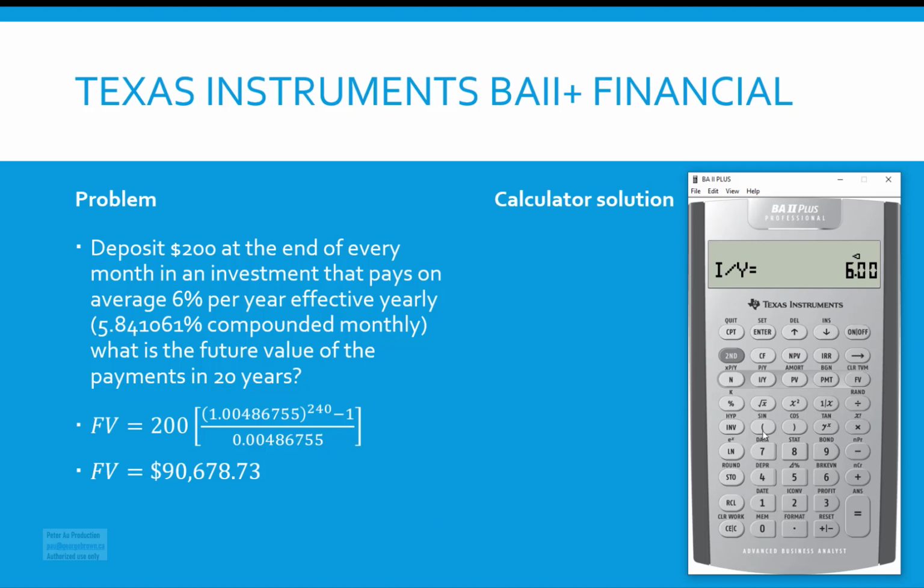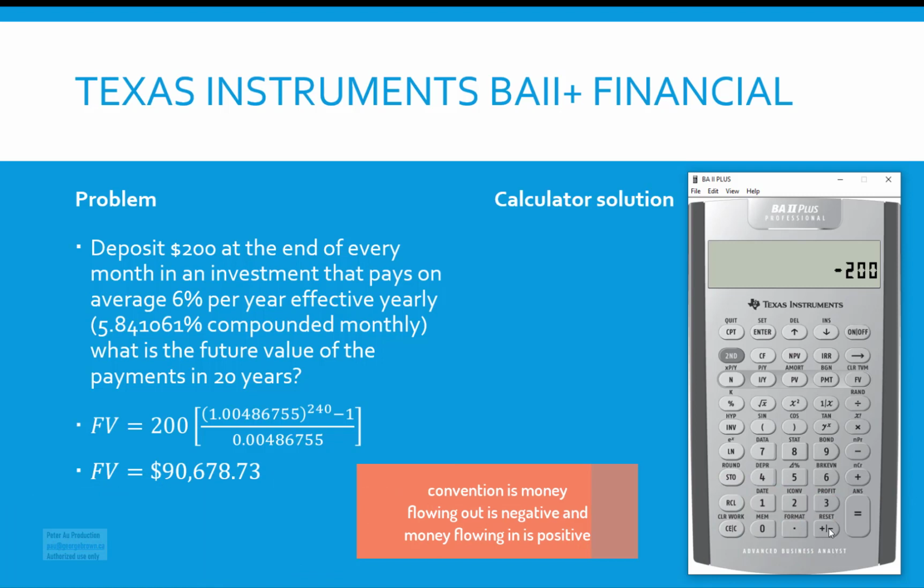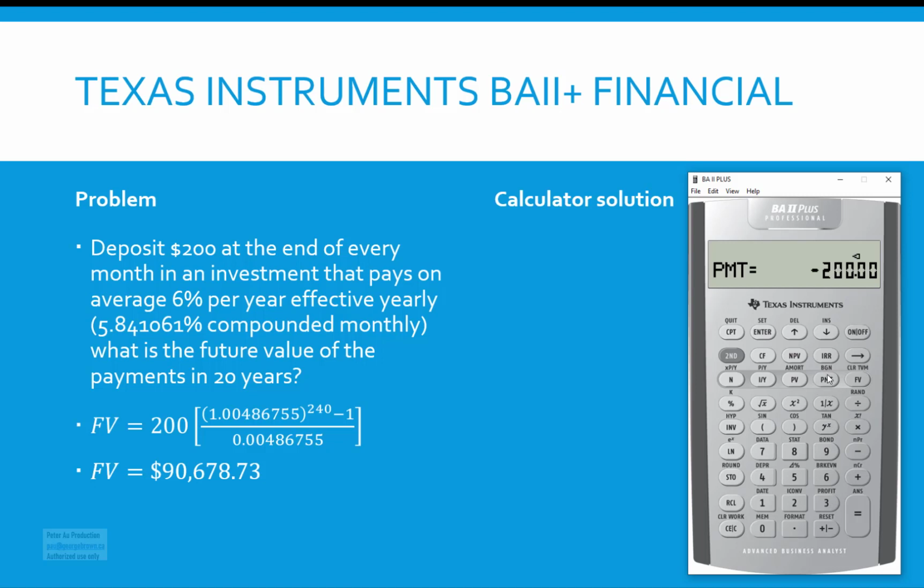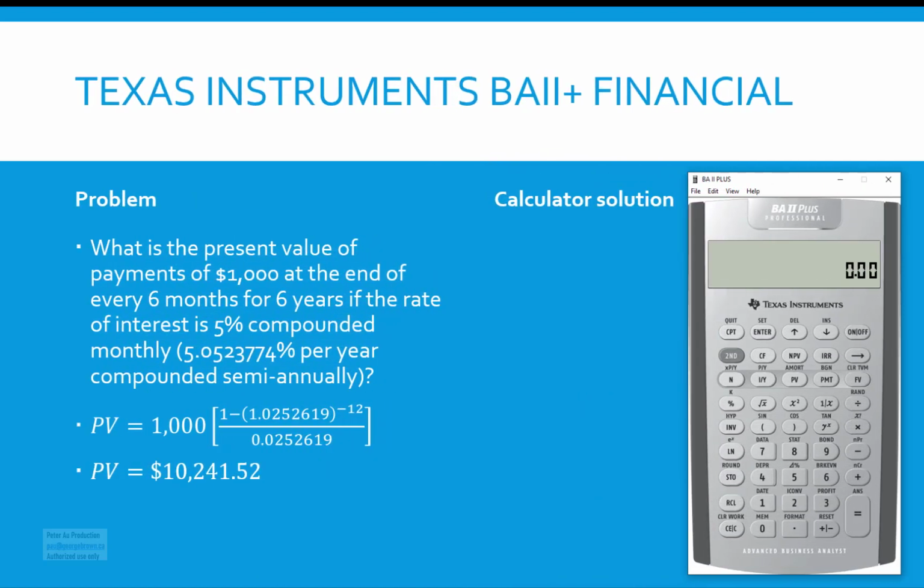The present value is 0. The payment is $200 at the end of every month. 200. We change this to a negative just so that the calculator knows that this is money going out. Press PMT, $200 per month. To find the solution, we compute by pressing CPT and the future value. And the answer is $90,687.73.